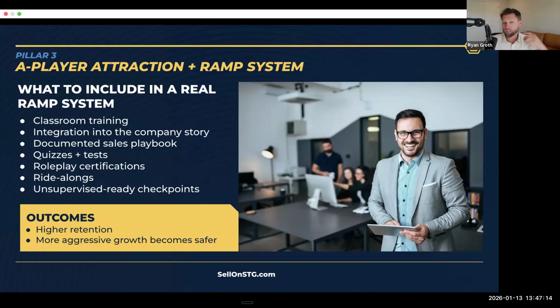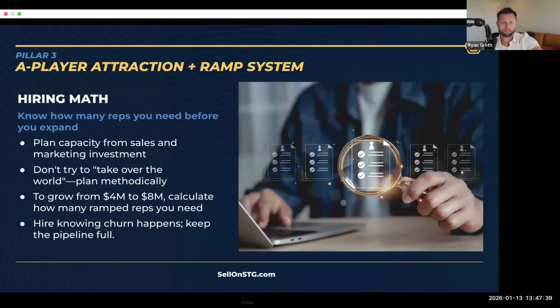So here's some things you should include in a real ramping system: classroom training, integration into the company's story, a documented sales playbook, quizzes and tests, role play certifications, ride-alongs, and unsupervised ready checkpoints. They're ready. They can do it even unsupervised, you know they're going to do it right. Outcomes: you get higher retention and more aggressive growth. It becomes safer, less risk.